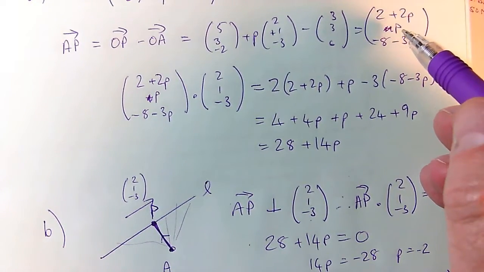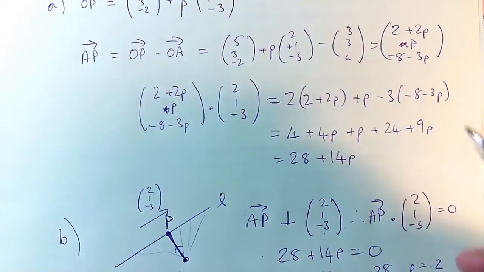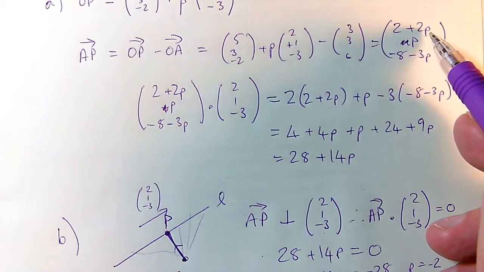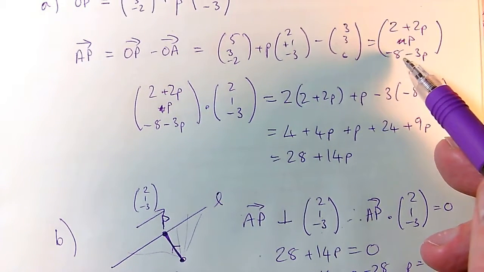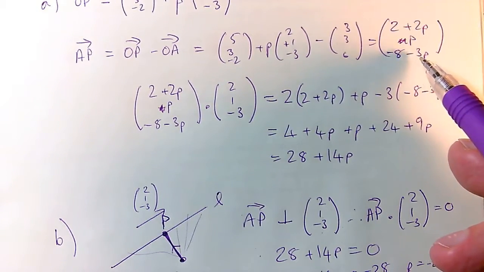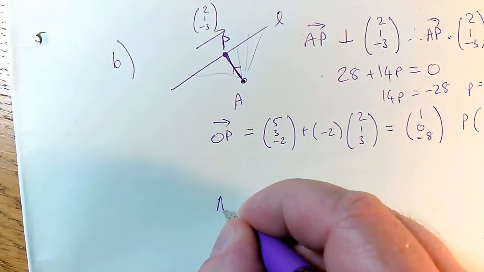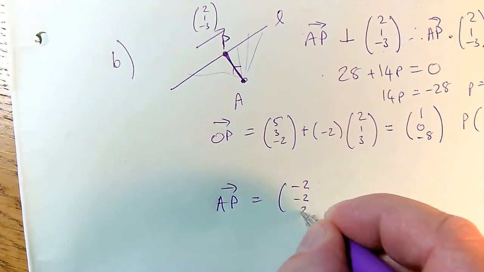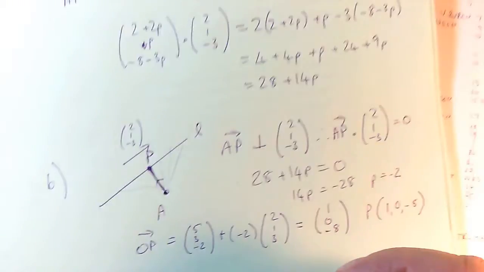So, one way to do this is to find AP. I now know what P is. p is minus 2. I found it here. So if I sub that into AP, I need to do 2 plus 2 lots of minus 2. So that's 2 minus 4, which is minus 2. And then this p is minus 2. And minus 8, minus 3 times minus 2 is minus 8 plus 6, which is minus 2. So the vector AP is minus 2, minus 2, minus 2. Okay, that was a minus 2 as well, wasn't it? Minus 8 plus minus 3p.